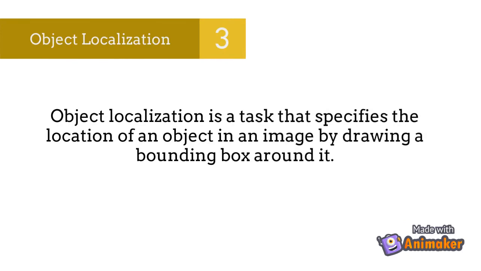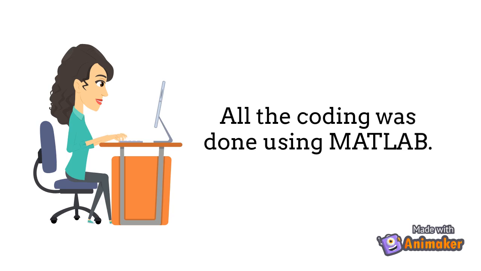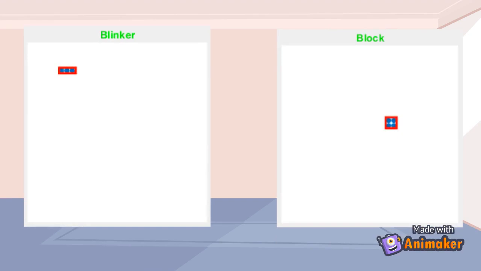Localization is a task that specifies the location of an object in an image by drawing a bounding box around it. Object localization technique was used to localize Game of Life shapes. These are one of the results of the object localization task. As you can see, there is a red bounding box around each object.